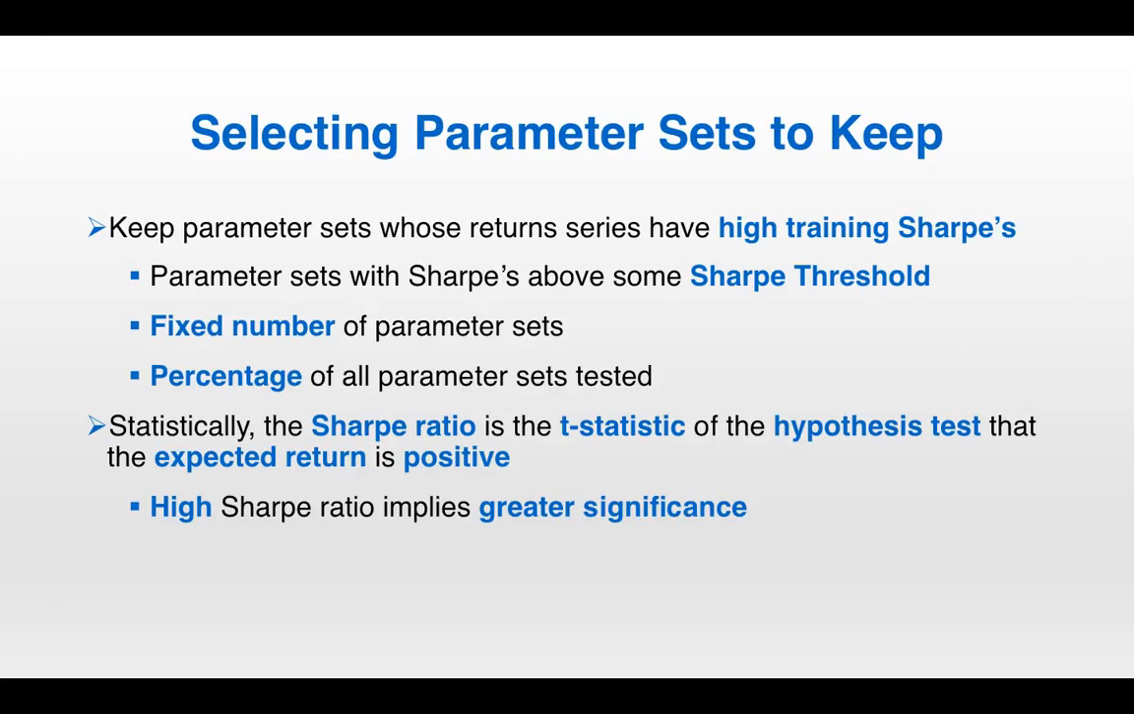But the other reason is that statistically, the Sharpe ratio is the t-statistic of the hypothesis test that the expected return is positive. So high Sharpe ratios imply greater significance. So you can think about this, that if a parameter set has a high training Sharpe, then there's a greater chance that the true expected return of that parameter set is positive, and so we'll have a positive return over the testing period.